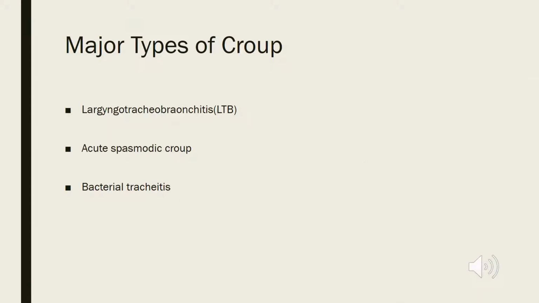The major types of croup are laryngotracheobronchitis, or LTB, acute spasmodic croup, and bacterial tracheitis.